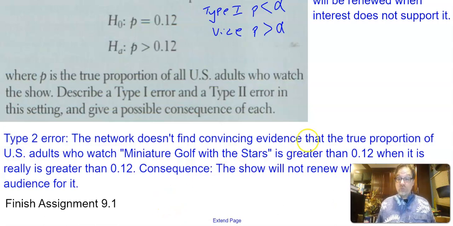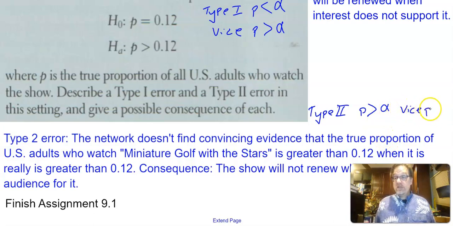Well, a type 2, remember, for type 2, 2 is our big number. Since it's big, we're going to say p is greater than alpha, and it should have been smaller than alpha. Vice means on the other hand. So if we say p is greater than alpha, what that means is we believe H sub 0, we believe the null hypothesis. But since it's in error, we should not have believed the null hypothesis.